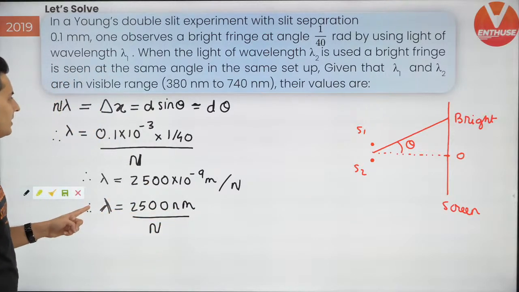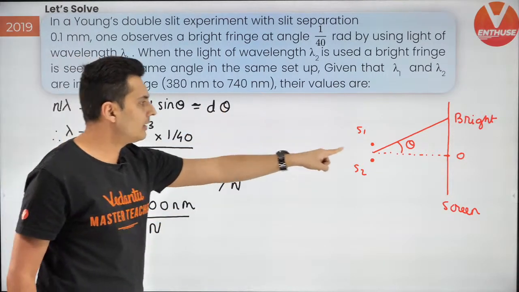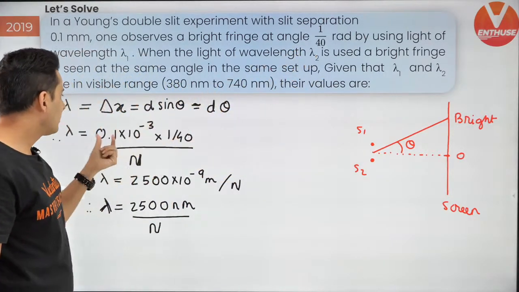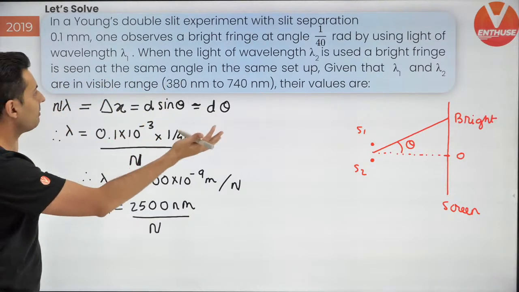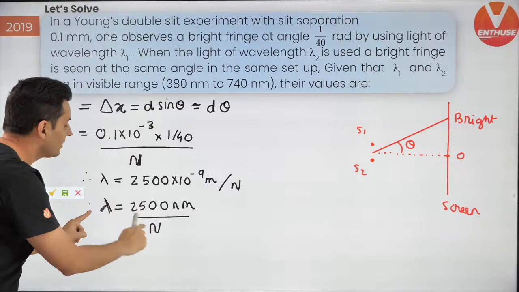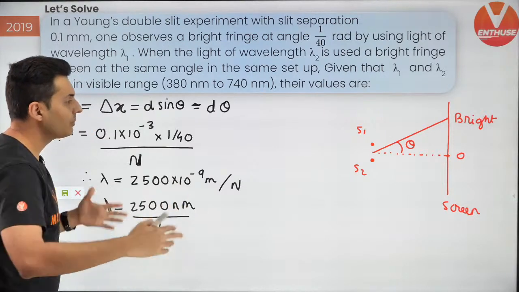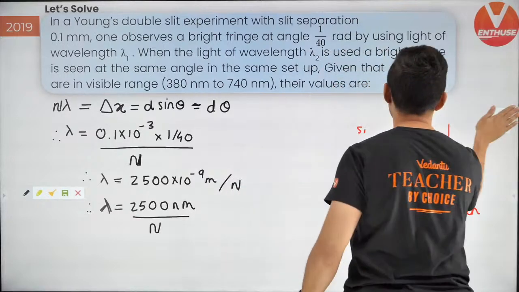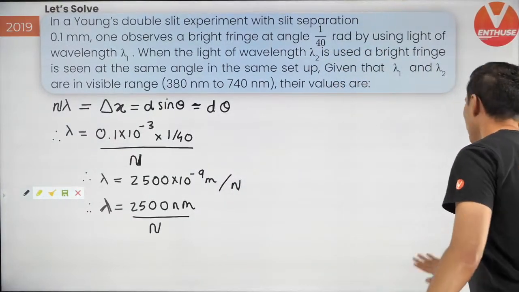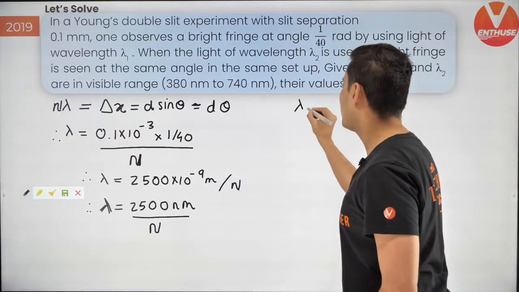That's what this formula tells me. For this particular angle, which is 1 by 40 radians, if the path difference is n lambda, it will be bright, and only those wavelengths which obey this relationship will give you a bright region exactly at the same spot. Now think about it.